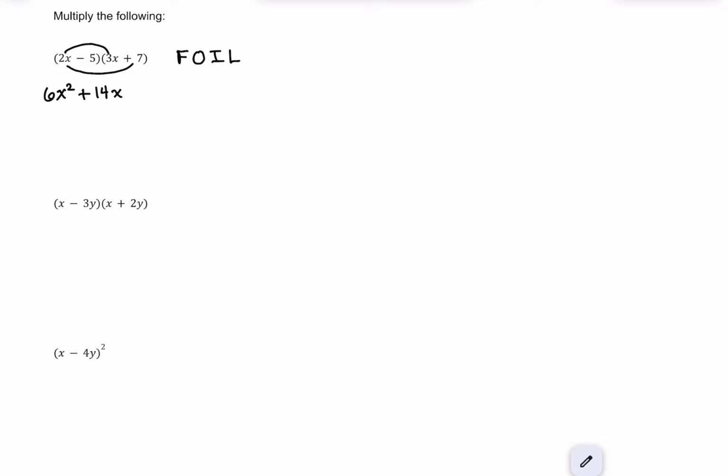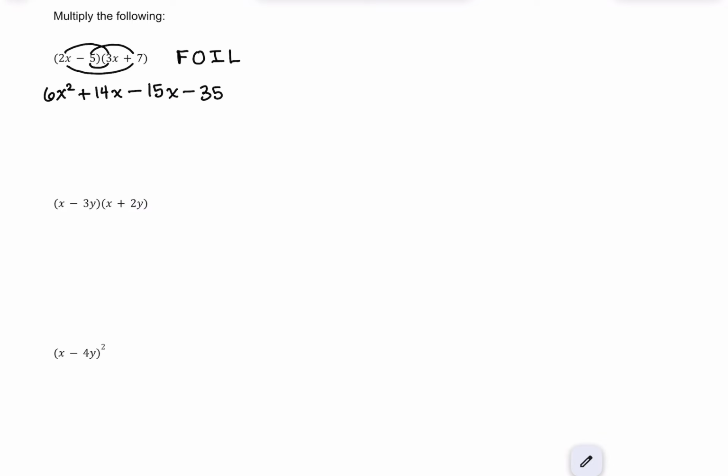Then our inner terms, negative 5 multiplied to a positive 3x. Well, negative times positive is a negative. 5 times 3 is 15, and then x. Then our last, negative 5 multiplied to 7. Well, negative times positive is negative. 5 times 7 is 35.